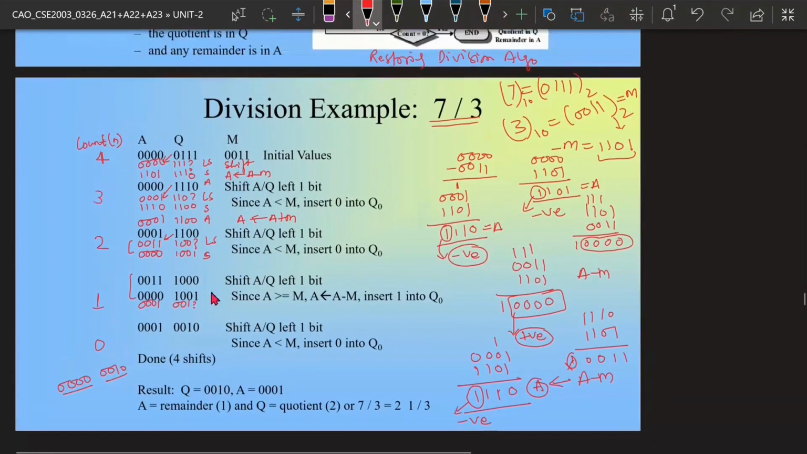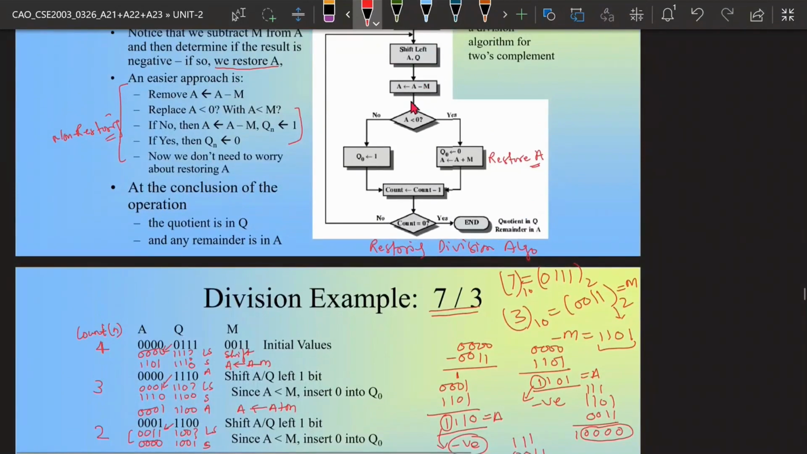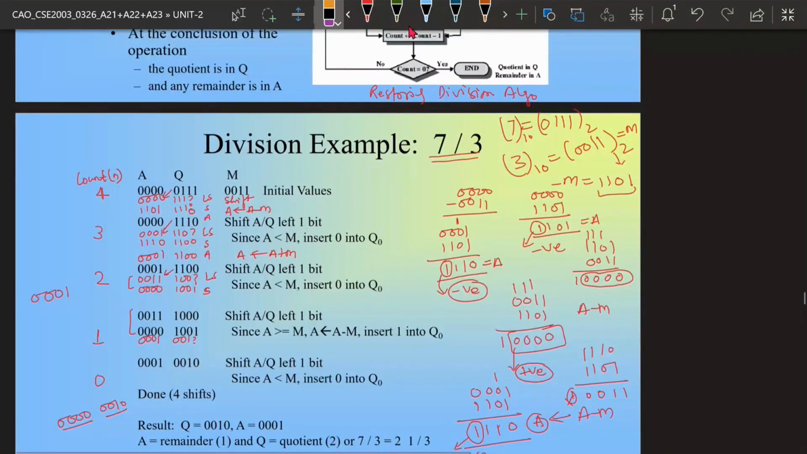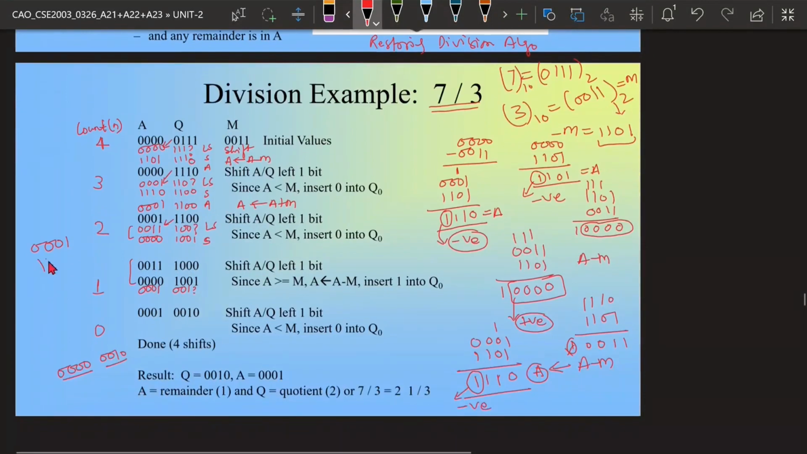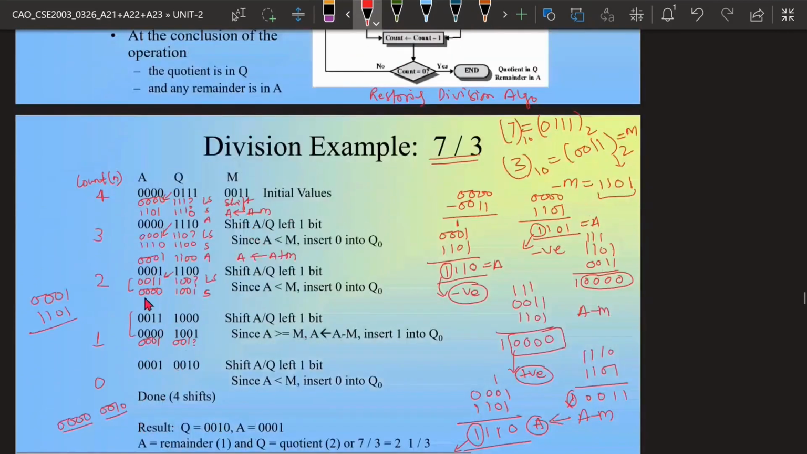Once we have done the left shift, now we should be doing A minus M. So A value is 0, 0, 0, 1, and M value is 1, 1, 0, 1. Sorry, actually we are subtracting this M value. We need to subtract it. So subtracting the M value means 1, 1, 0, 1, so we should be adding it. So that will be A minus M. We need to perform A minus M.